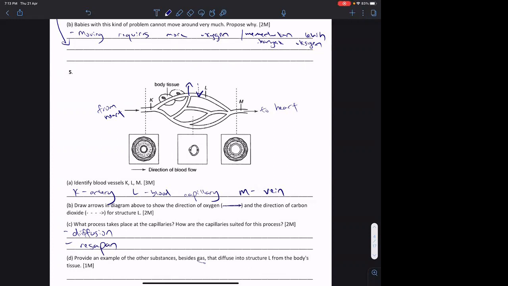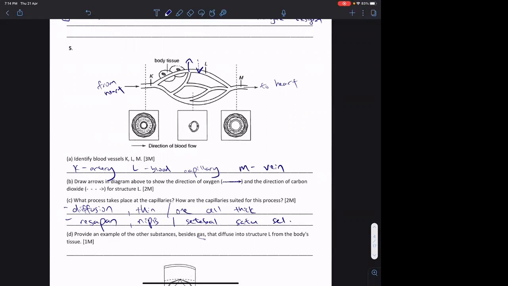And then after diffuse, okay, so why are capillaries suited? Why only we do it at the capillary? Why not these two? Because capillary is very thin. Okay, they are one cell thick. That's why they can do exchange. Okay, because they are thin or they are one cell thick. Okay, nipis atau setebal satu sel. Okay, they are one cell thick.